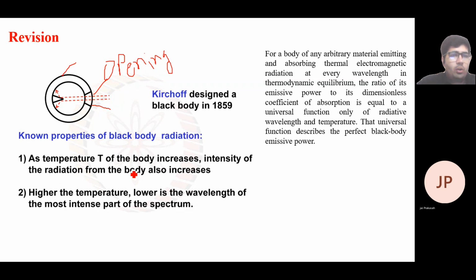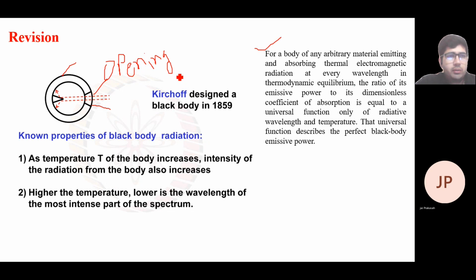Higher the temperature, lower is the wavelength of the most intense part of the spectrum. So as the temperature increases, lower is the wavelength of the most intense part of the spectrum. That's why when the temperature increases, the intensity increases, and the emitted radiation will come into the visible range, and if the intensity increases further, it will go into the ultraviolet range.